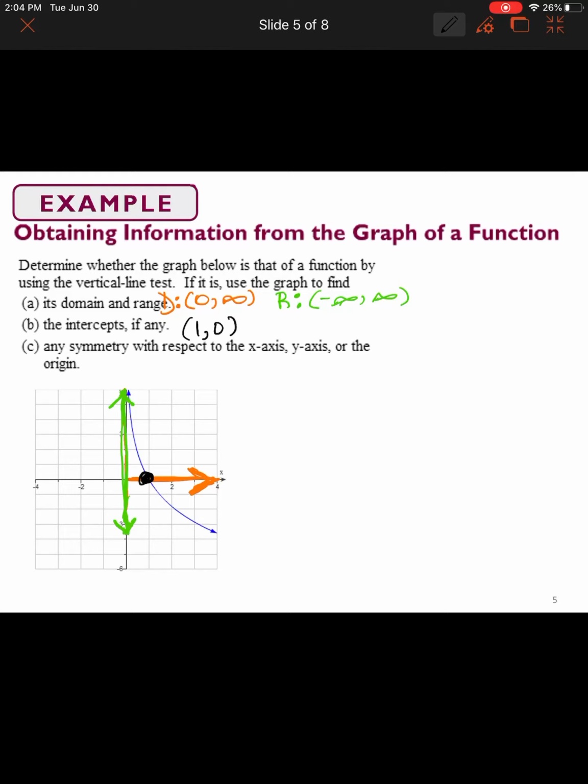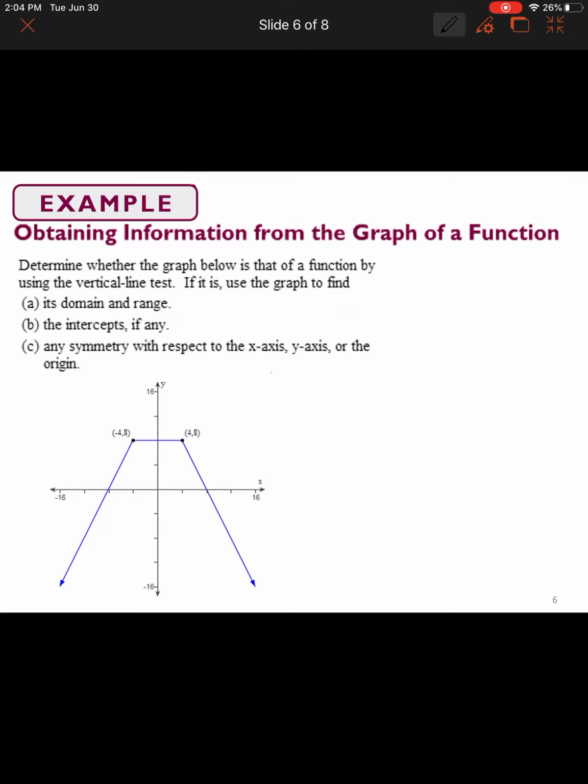Symmetric to nothing. No symmetry. So we're going to write none, because it doesn't look the same on the left and right of the y-axis or above or below the x-axis. All right.